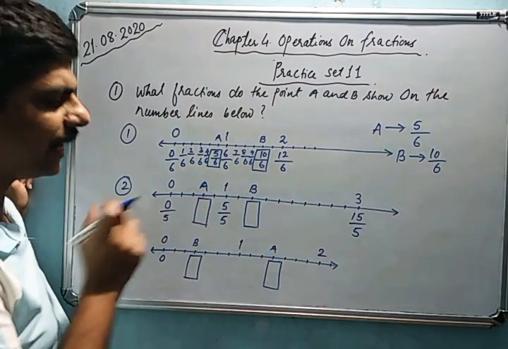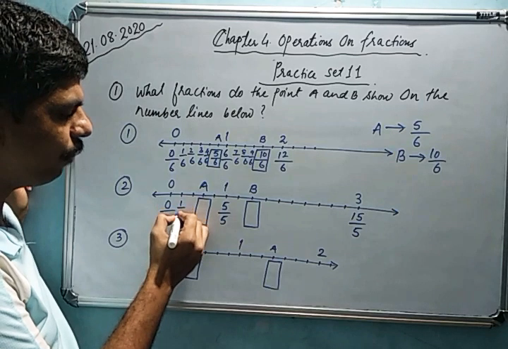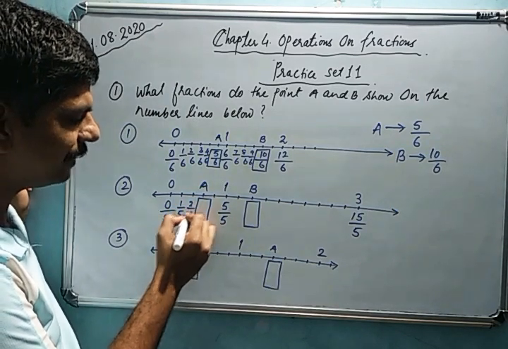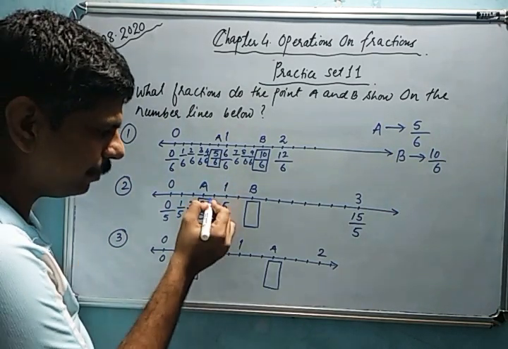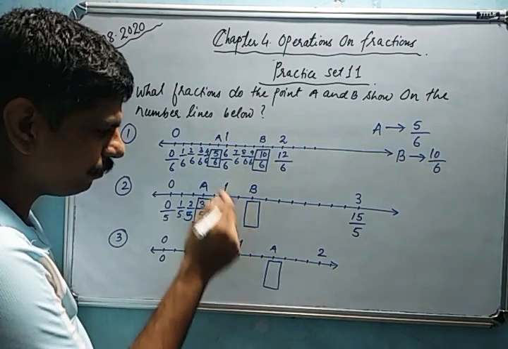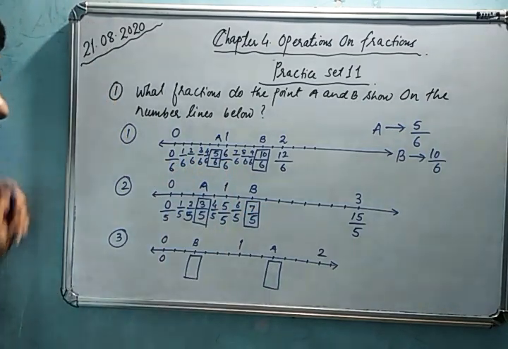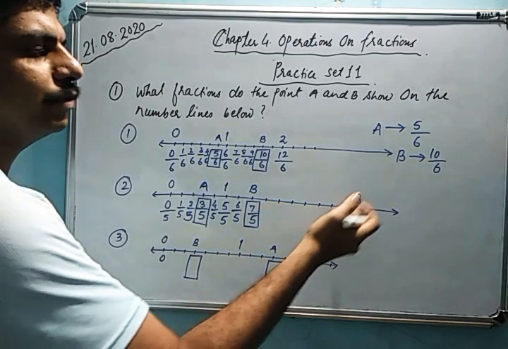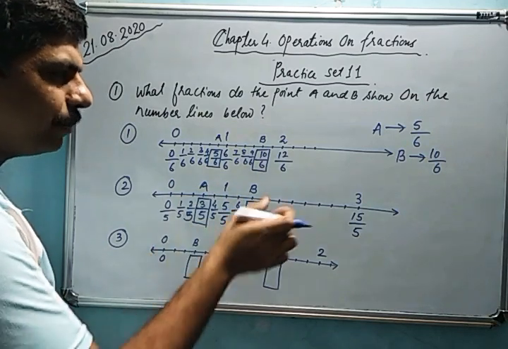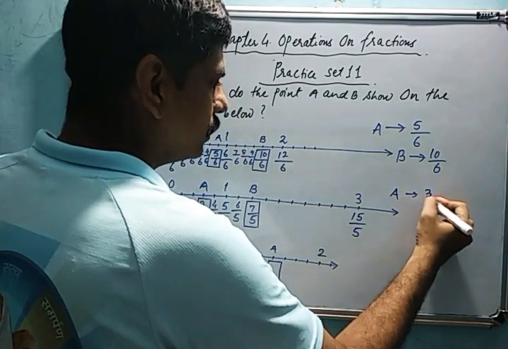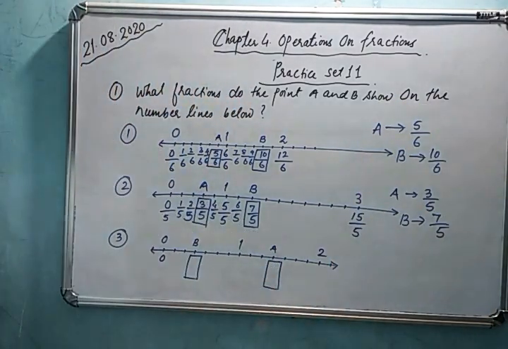Similarly, when you look at the second one, you can see that it is divided into 5 parts, isn't it? So 0 upon 5, then 1 upon 5, 2 upon 5 and then A, that is 3 upon 5. That can be continued. 4 upon 5, 5 upon 5 that is 1, then 6 upon 5 and then you get 7 upon 5. You can continue this counting 8, 9, 10, 11, 12 and so on. What was required is only A and B. So again I'll write here A is 3 upon 5 and B is 7 upon 5 as per my requirement.